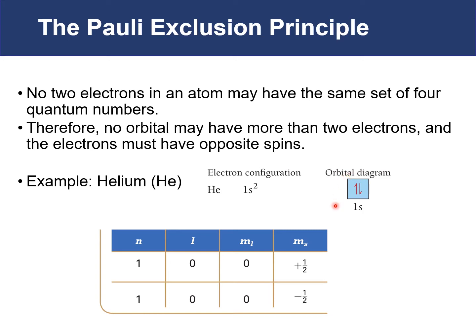Now, to be clear, a box can have 1 arrow, with that arrow being either up or down, but when you start putting 2 arrows or 2 electrons in a particular orbital, one has to be up and the other one has to be down.